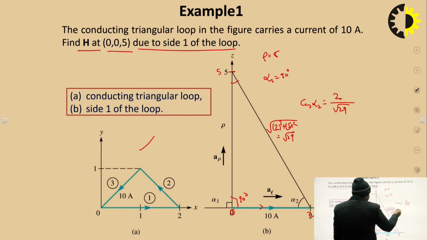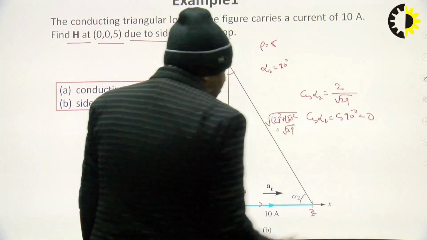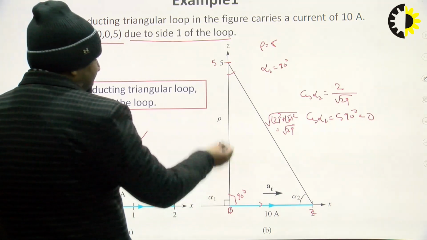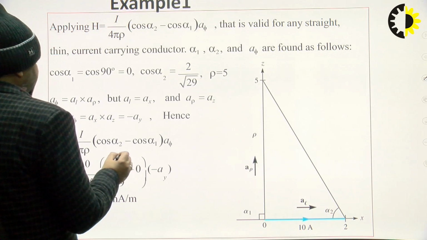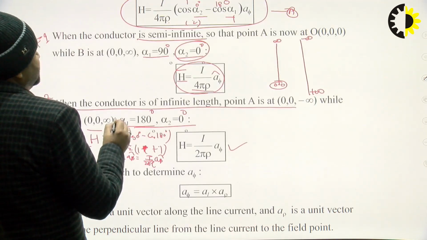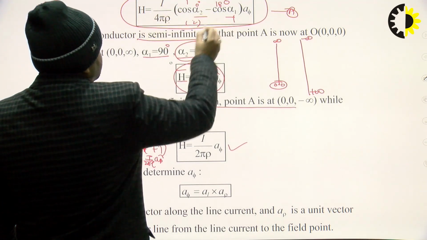So alpha 1 is 90, so cos alpha 1 is equal to cos 90, which is equal to 0. So you put it. This is a semi-infinite length, so we have to put here I upon 4 pi rho. So that means H is equal to I upon 4 pi rho times (cos alpha 2 minus cos alpha 1).